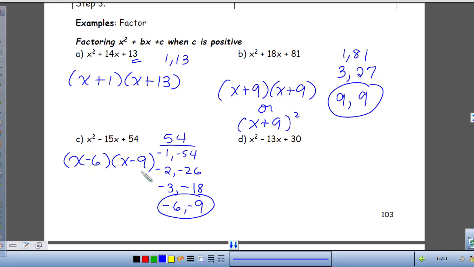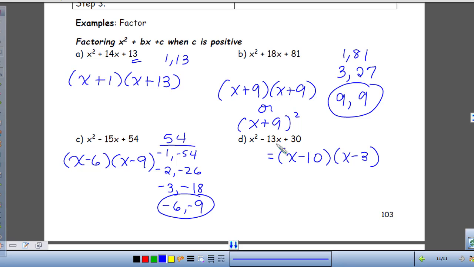All right. Okay, what about D? Okay, 10 and 3, so we can write this as x minus 10 and x minus 3. Okay, negative 10 times negative 3 gives us positive 30. Negative 10x plus negative 3x gives us negative 13x. No, the order that we multiply in does not matter.